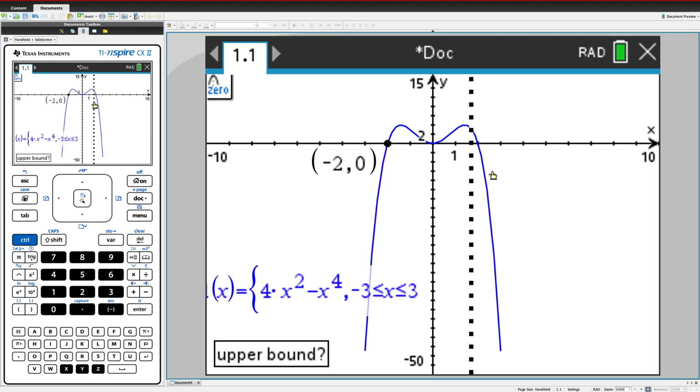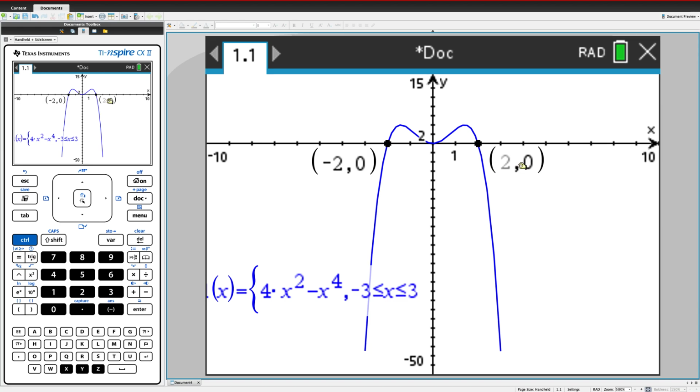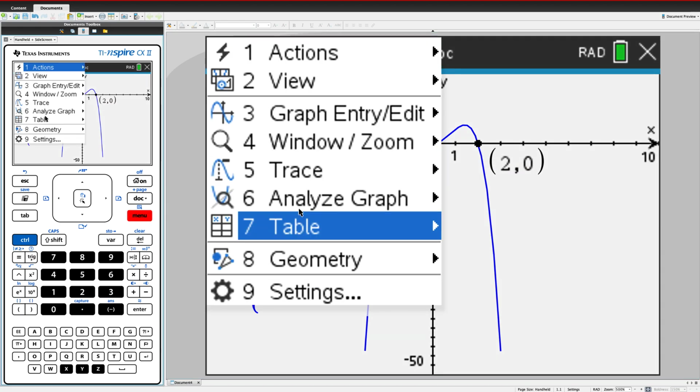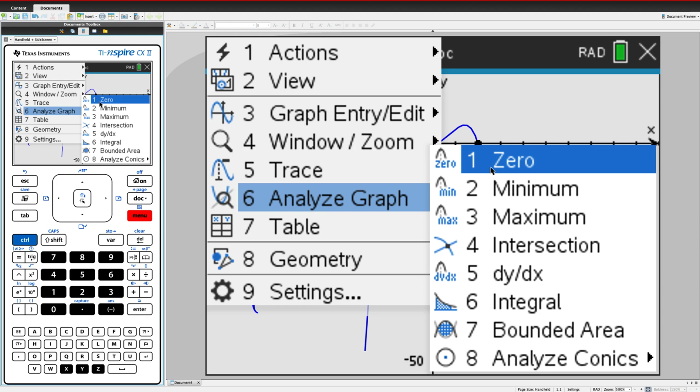I got one at -2. I have one at +2. And it appears the other one will be at 0.